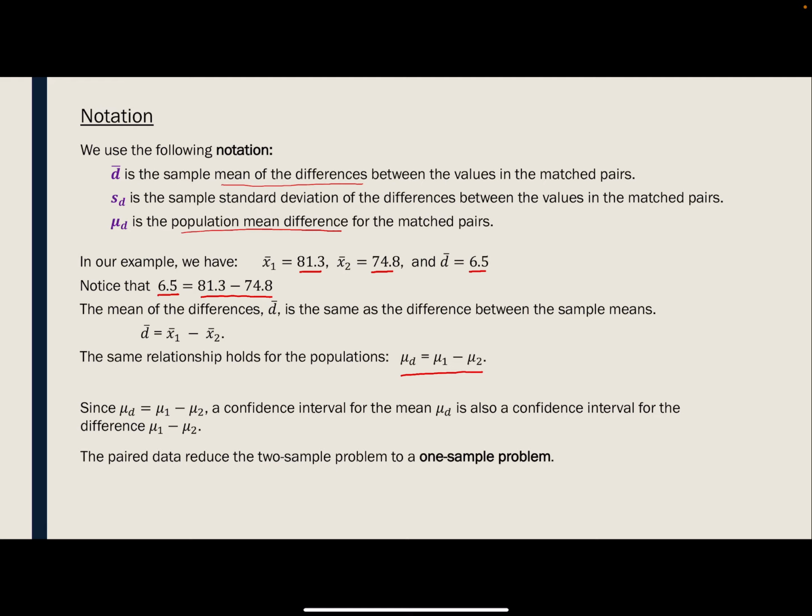Why would we do this? The reason we're going to do this is because we can then reduce a 2-sample problem to a 1-sample problem. So instead of looking at 2 samples and looking at their means, we're going to view the differences between the paired data as a single sample and then run a t-test and a t-interval on that single sample.